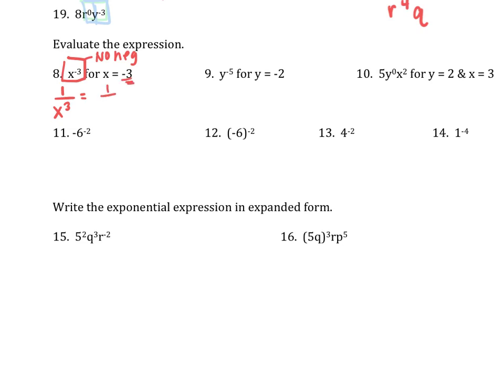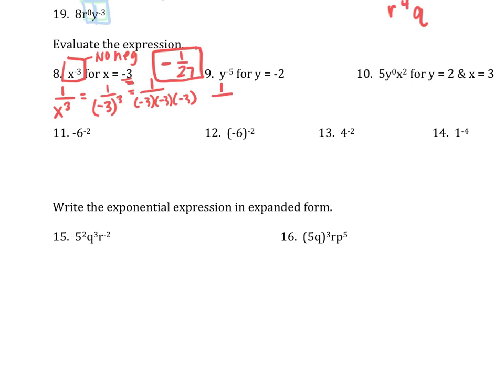So I'm going to rewrite that as 1 over negative 3 to the third power. That means we're doing 1 over negative 3 times negative 3 times negative 3. That gives me a negative 27, so I always bring my negative out front. And that way I realize the entire fraction is negative. Okay. Number 9 is very similar.